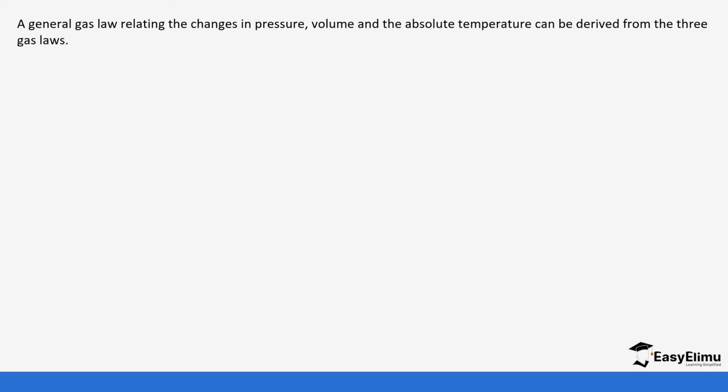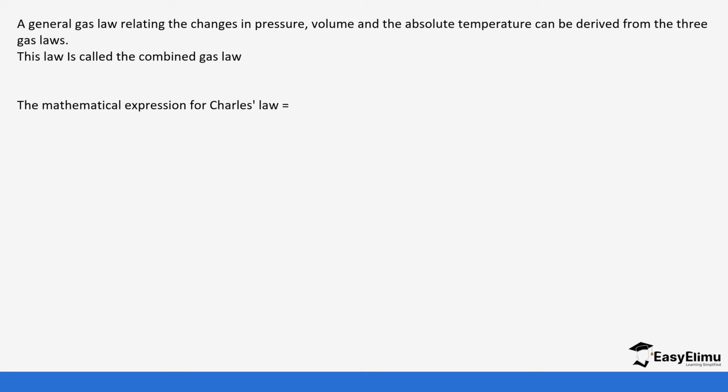So a general gas law relates the change in the pressure, volume, and absolute temperature. It can be derived from the three gas laws. We have the pressure law that we didn't discuss, but we are going to combine Charles law and Boyle's law that we discussed in our previous lessons. So the law that we form by combining these different laws is what we call the combined gas law.